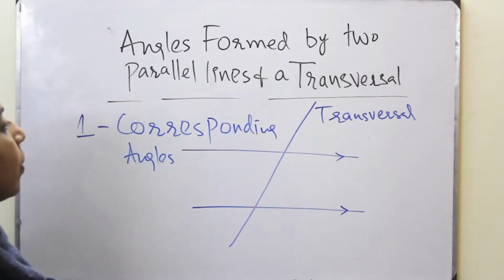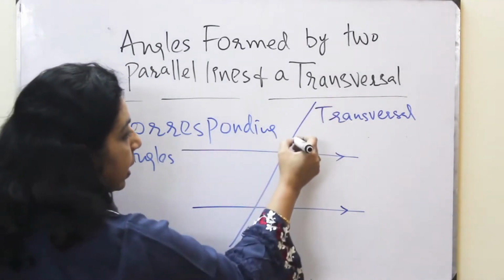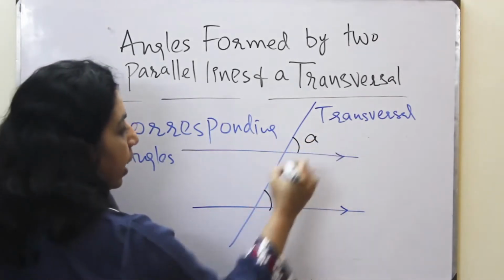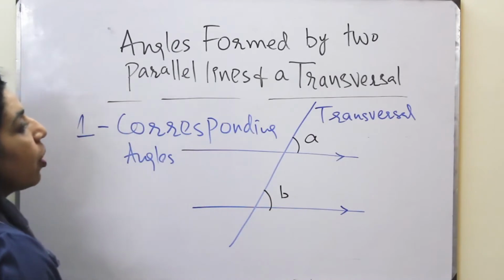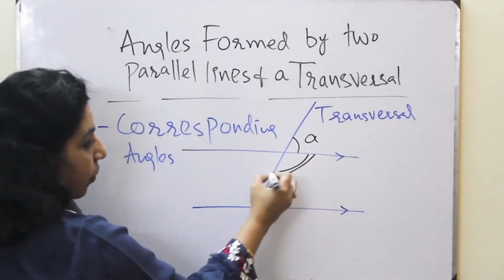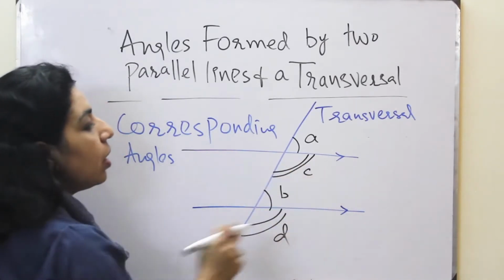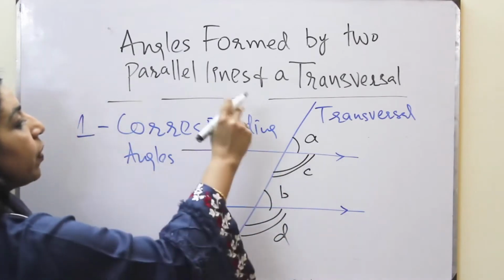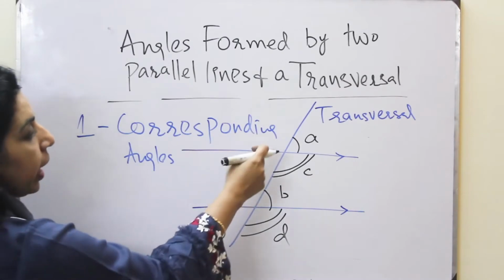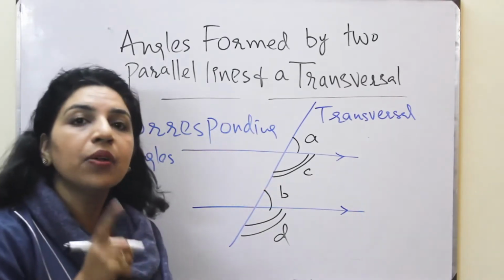Corresponding angles are on the same side and in the same position. Like we have this angle, with this angle, it's corresponding. This angle A is equal to angle B. It is a pair of corresponding angles. If you take this angle, we shall take this angle with this. If this is C and this is D, these are corresponding angles. Similarly, if you come to this side, this angle will be equal to this corresponding, and this angle will be equal to this corresponding. Corresponding angles are on the same side.